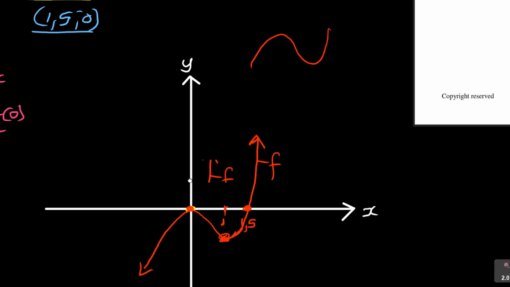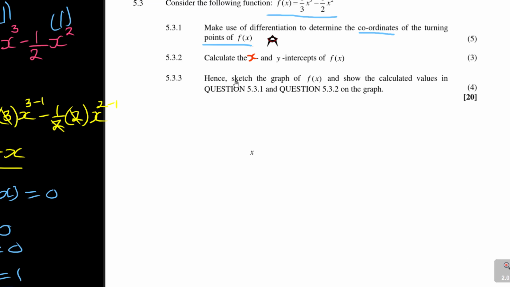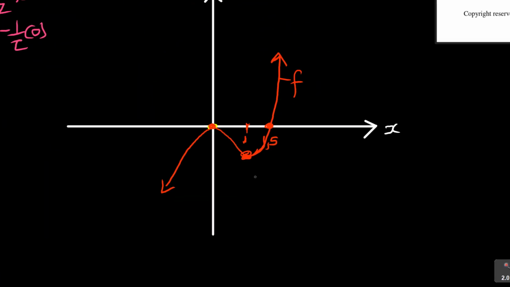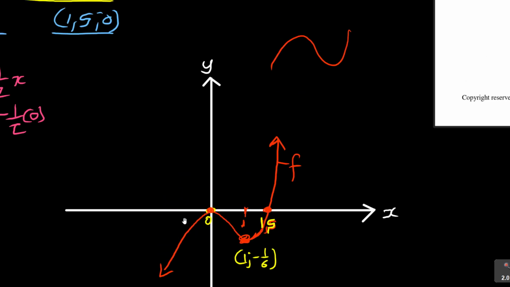They will tell you here to say, in this graph, sketch the graph and show the calculated values in questions 5.3.1 and 5.3.2. So they want you to show the values. It's your duty now to say this one, the turning point is (1; -1/6). They need to see that point. Here you already showed that this is (1; 5). They want to see that. And then here they want to see the 0 there. Basically that is what they want to see. Those are the points that are showing in that graph. And then that is the graph of f(x).